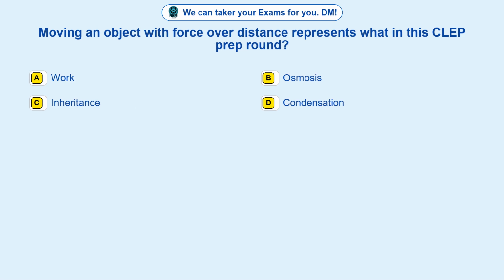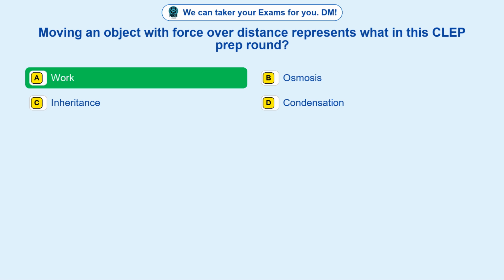Question 59. Moving an object with force over distance represents what in the CLEP prep round? Option A, work. Option B, osmosis. Option C, inheritance. Option D, condensation. The correct answer is option A, work.